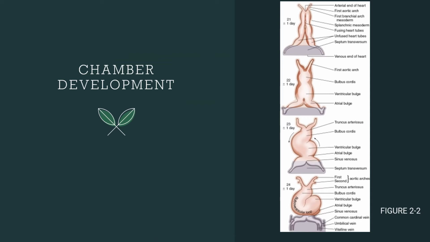Chamber development. Dramatic changes begin to occur during the 4th week of gestation. The heart tubes continue to merge into three identifiable structures called the bulbus cordis, the ventricular bulge, and the atrial bulge.